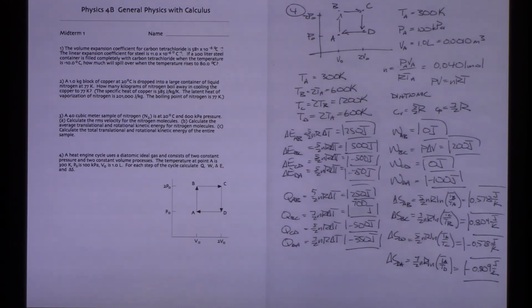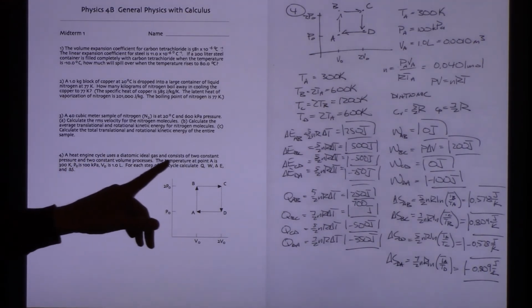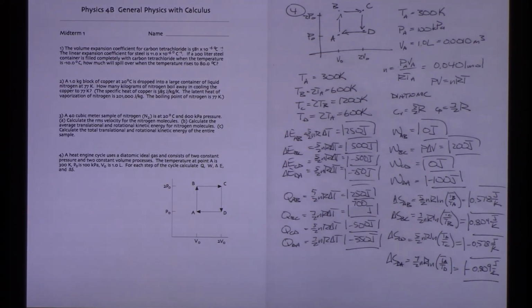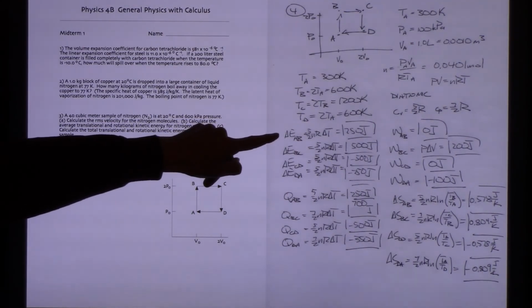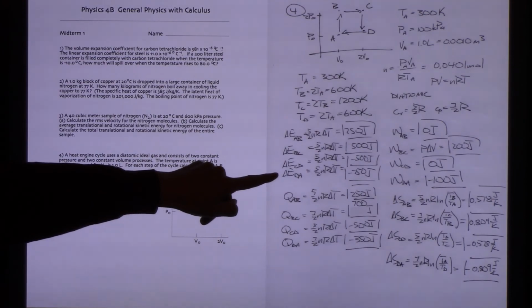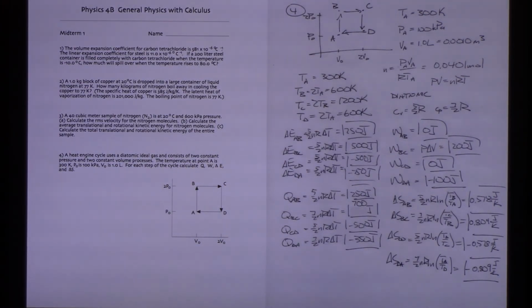So as far as Q, W, delta E, and delta S. Q's not my favorite item to start with. I always tend to start with delta E. I'm going to do that first. So A to B, B to C, C to D, D to A. What happens along each step?